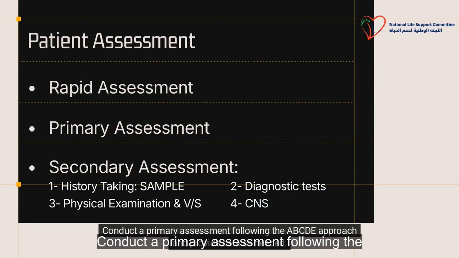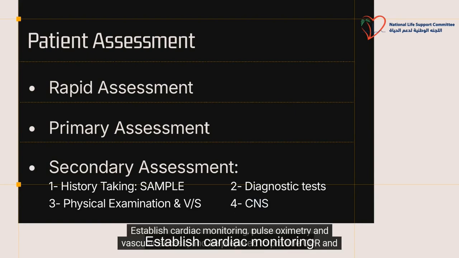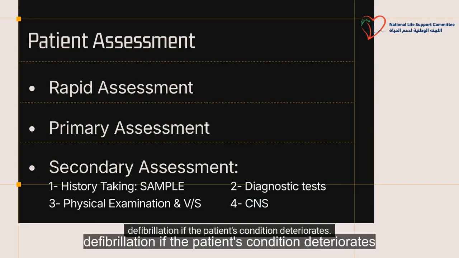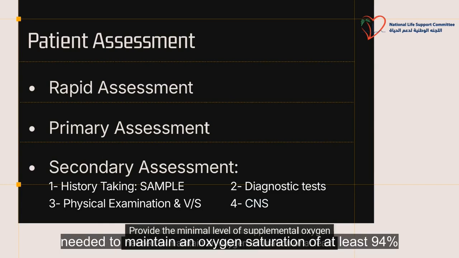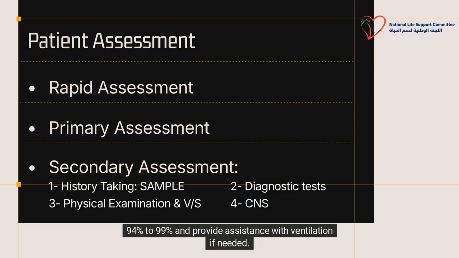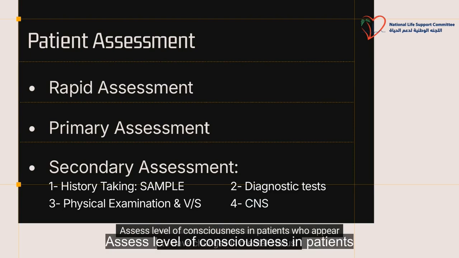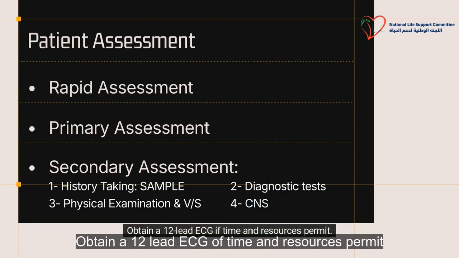Conduct a primary assessment following the ABCD approach and provide care as needed. Obtain and monitor the patient's vital signs. Establish cardiac monitoring, pulse oximetry, and vascular access, and be prepared to provide CPR and defibrillation if the patient's condition deteriorates. Provide the minimal level of supplemental oxygen needed to maintain an oxygen saturation of at least 94% to 99% and provide assistance with ventilation if needed. Assess level of consciousness in patients who appear to have changes in mental status. Obtain a 12-lead ECG if time and resources permit.